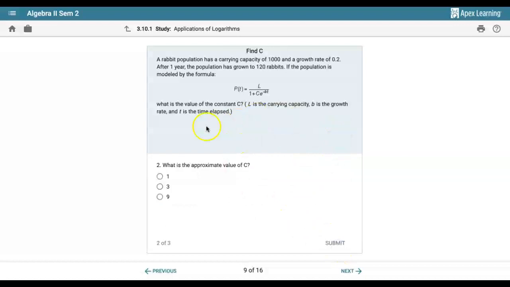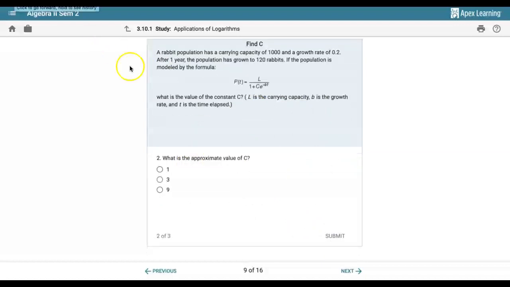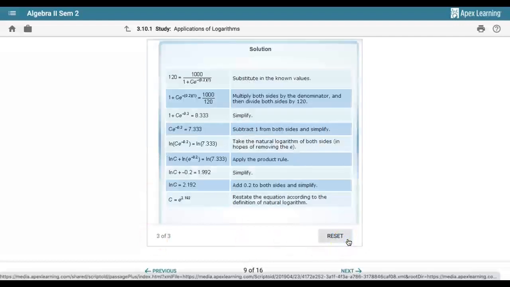Then, what's the approximate value of C? For this one I'm not going to do the work for you, and you should double check it to make sure that I'm right, but we would plug all of our values into this equation and use various operations to solve for C, which is related to our initial number of bunnies. When we did that, we find that the C value equals 9.